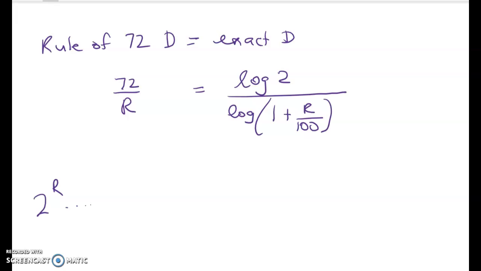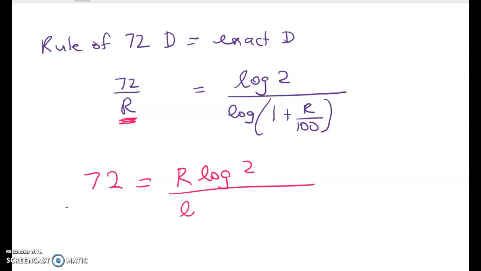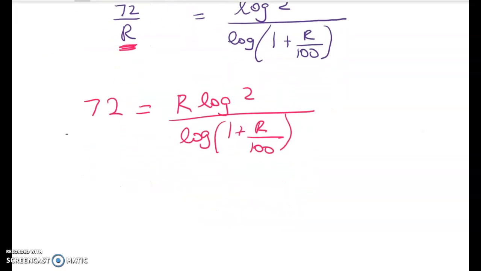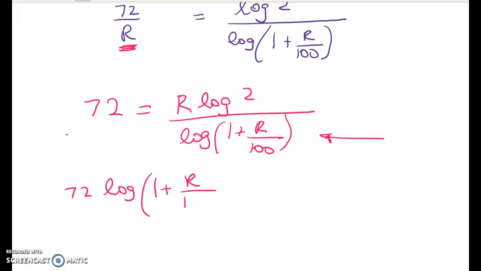You can see at the moment that we've got fractions on each side. So the first thing that I would do here, even if I didn't know where I was trying to go, would be to multiply both sides through by r. I'm going to go extremely slowly here. So 72 is equal to r log 2 over log of 1 plus r over 100. The next thing that I'm going to do is multiply both sides through by this denominator. That's going to give me 72 times the log of 1 plus r over 100 is equal to r log 2.